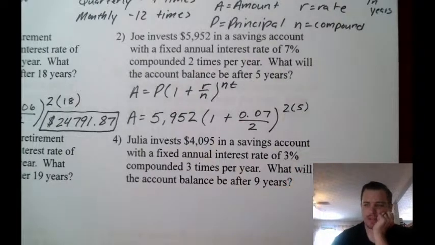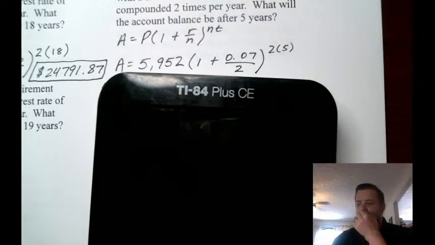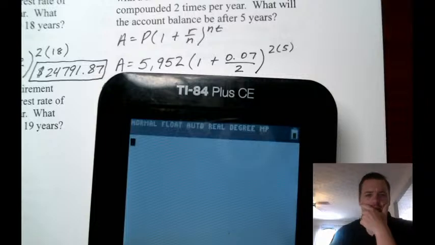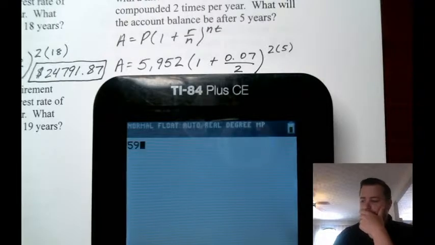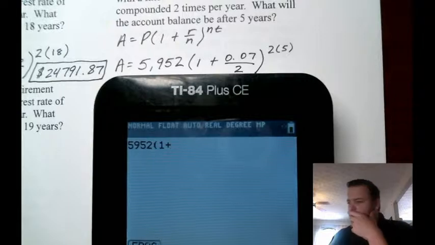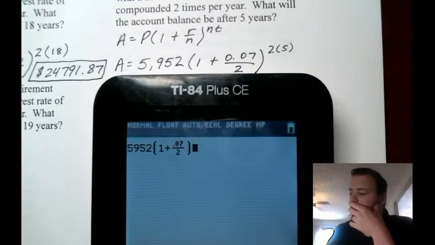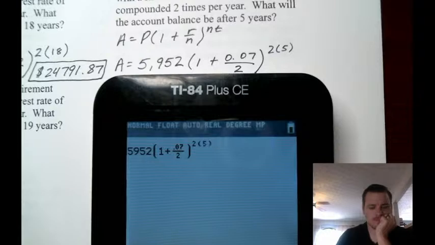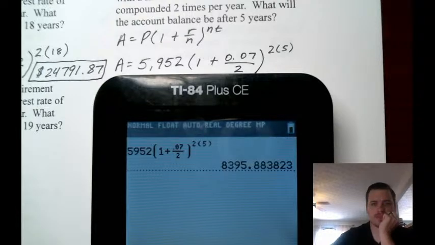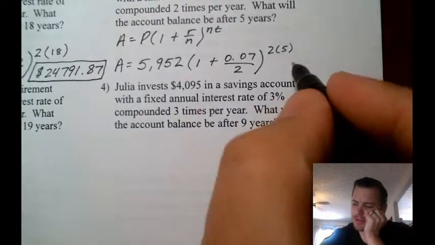Same thing here, guys. We're just going to get our calculator out and type it straight in. 5,952 times 1 plus, I'm going to put a fraction in, 0.07 over 2, and all that raised to the 2 times 5, or just 10 power. I hit enter. I get $8,395.88.